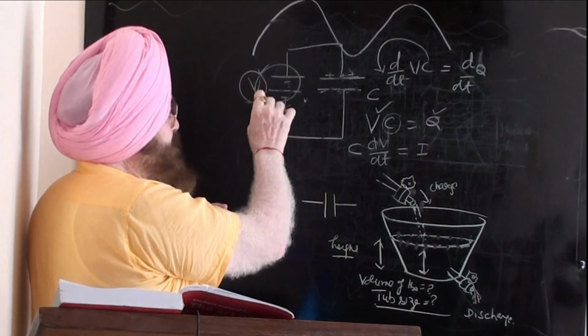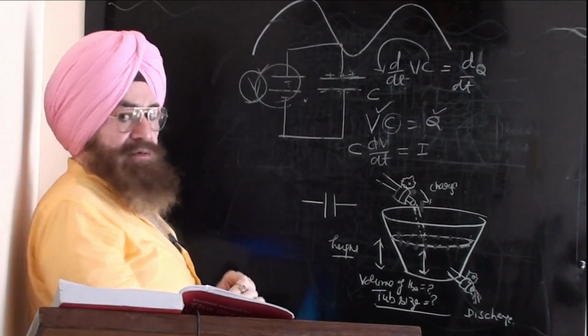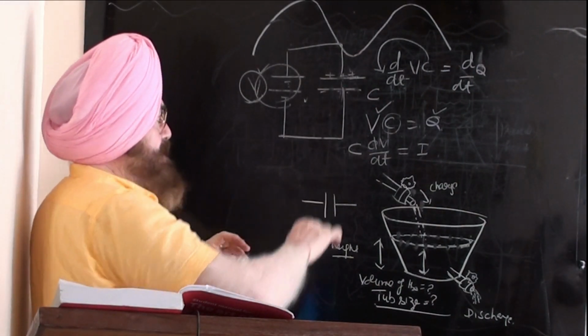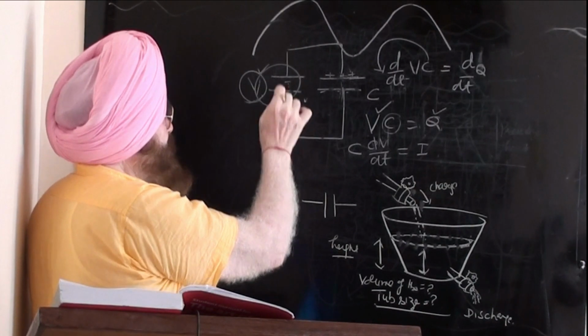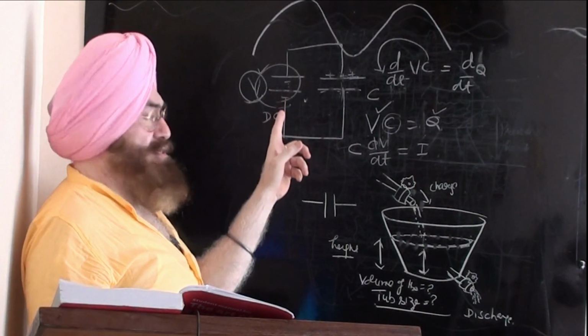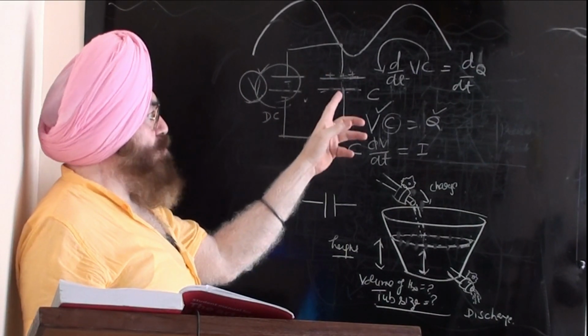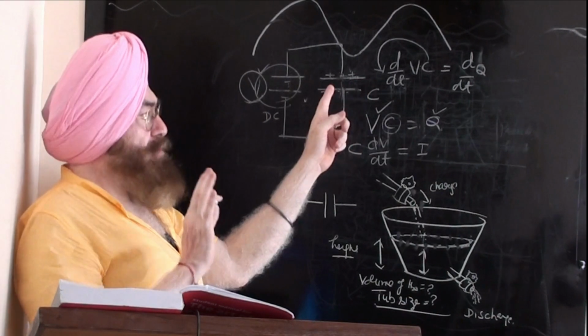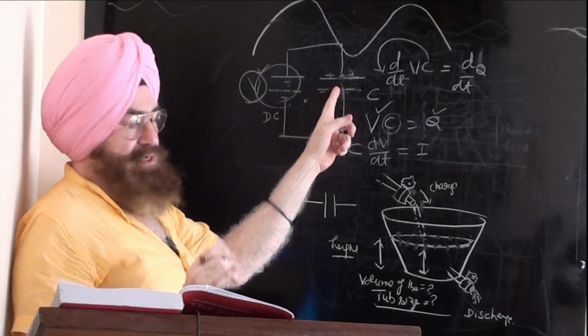So if V is constant, no current. The current cannot pass DC. If the voltage is constant, meaning DC voltage, DC voltage means constant, and no current through the capacitor. The capacitor will be charged, but no current through the capacitor.